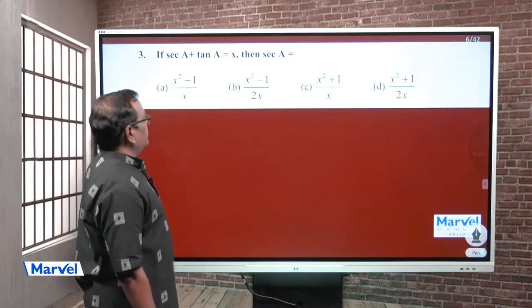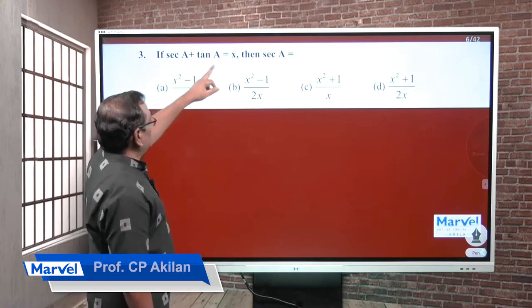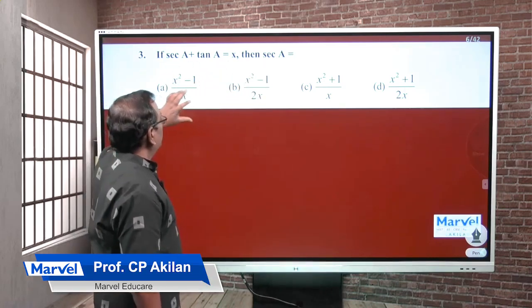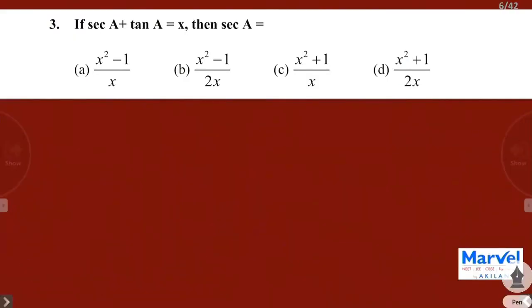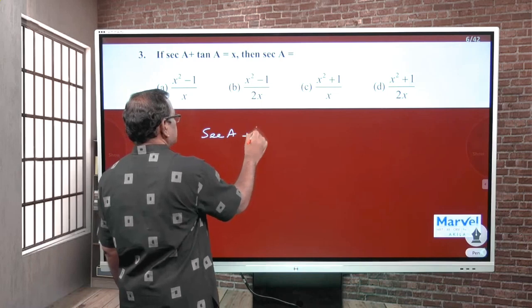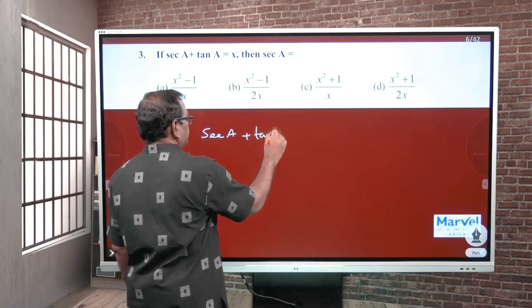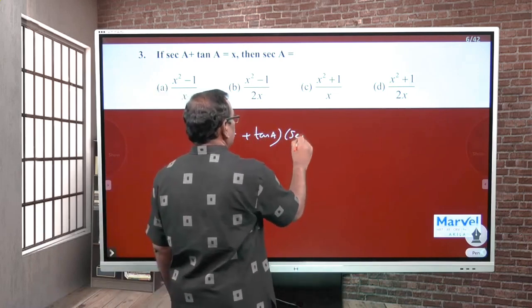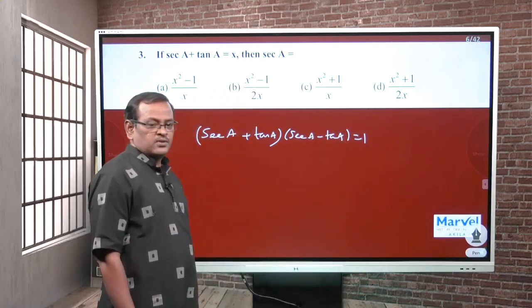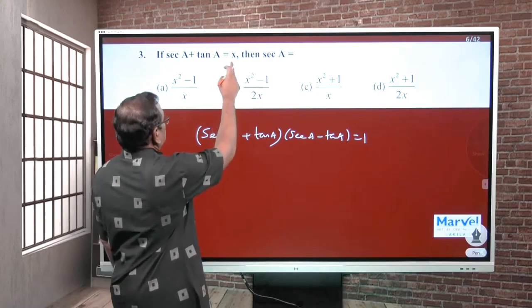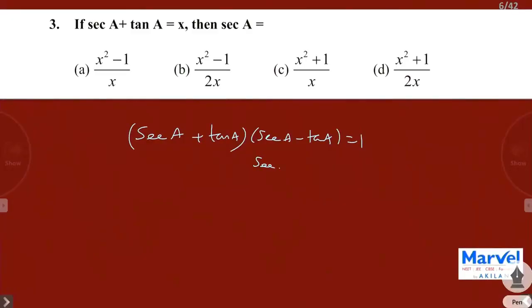If secant A plus tan A equal to x, then secant A equal to 4 different expressions. Secant A plus tan A into secant A minus tan A equal to 1, because secant square A minus tan square A equal to 1. But secant A plus tan A equal to x, therefore secant A minus tan A equal to 1 by x.